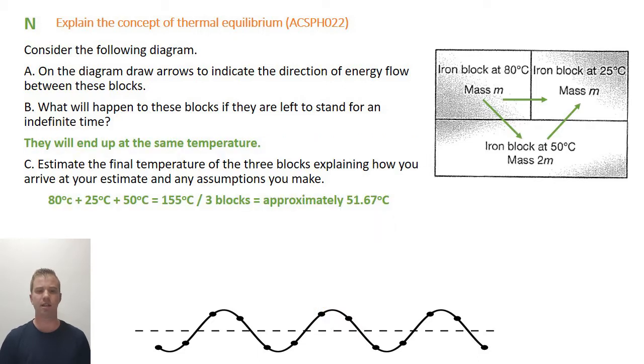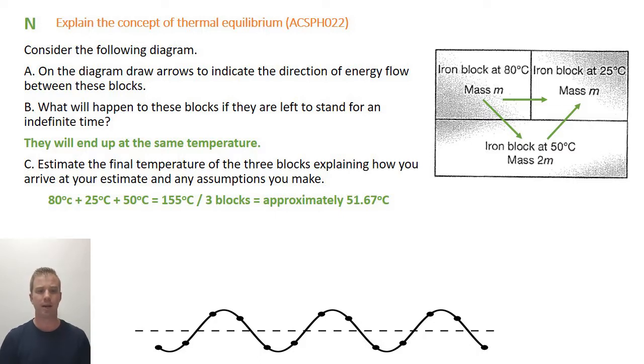Okay, let's have a look here. For A, you can see that the block on the top left at 80 degrees, the heat will flow to the 50 and 25 degrees. Now the 50 degrees at the bottom will also flow to the 25 degrees, but not the 80. You can see that with the green arrows there. Now remember, it always goes from the hotter object to the cooler object.